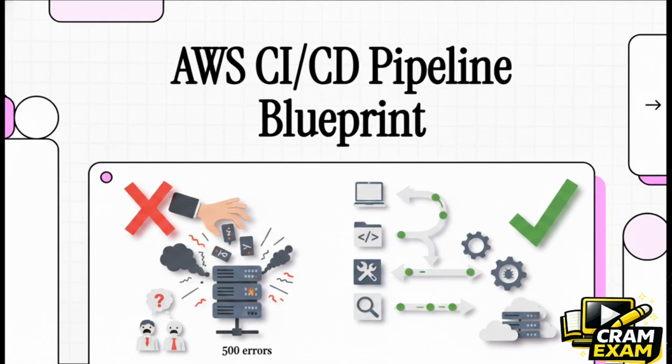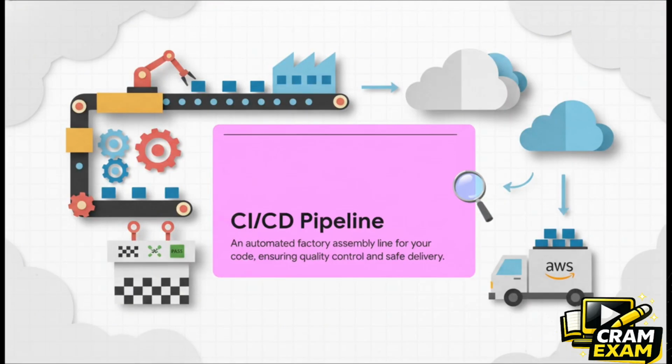Let me show you what actually happens when you push code to AWS using a proper CI/CD pipeline and how it automates your deployments safely. Think about it like this. A CI/CD pipeline is an automated factory assembly line for your code.